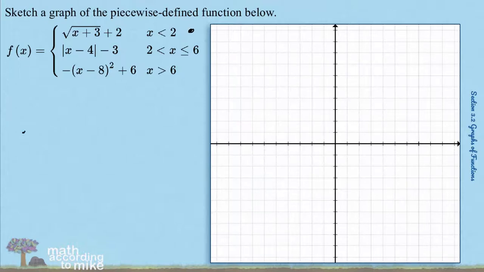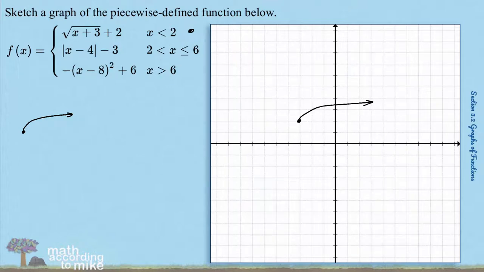Remember, a square root function typically starts at the origin and has the shape of half of a parabola, a sideways parabola. You should already know a little bit about transformations. The x plus 3 says move left 3. The plus 2 says move up 2. So instead of starting at the origin, this guy is starting at -3, +2, and would have this kind of shape.